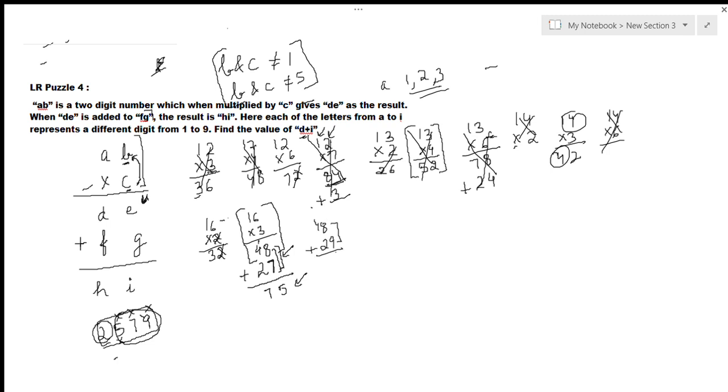Now, what if I would have written 48 plus 29? Eight plus 9 would have become 17. So 1 carried, this becomes 77. Certainly not possible. So 16 into 3 is eliminated. Now 16 into 4, 64. Not possible. 16 into 5, certainly not possible. 16 into 6, not possible. So till now we have eliminated 12, 13, 14, 16, 15 could obviously not be there. Now let us move to 17.